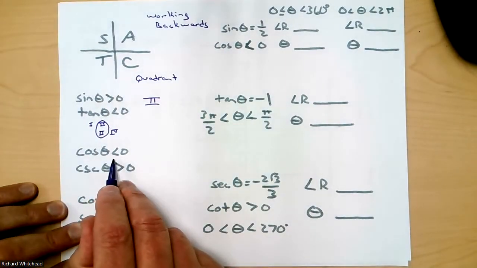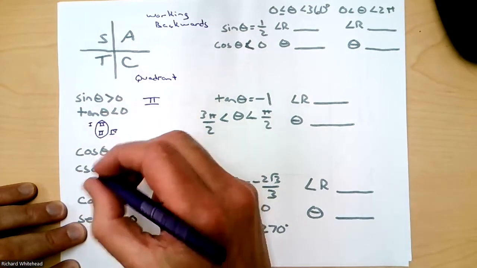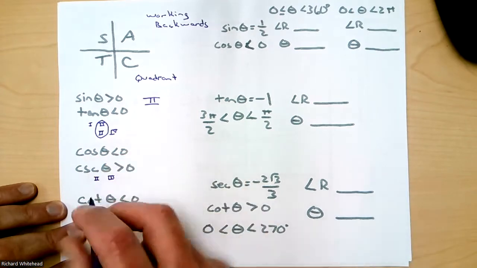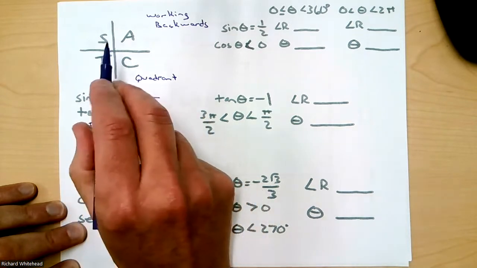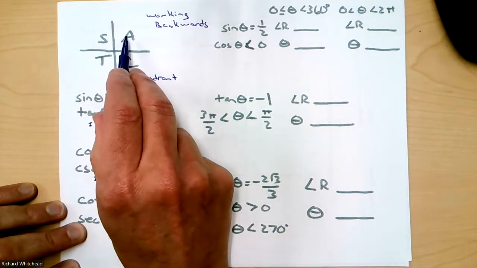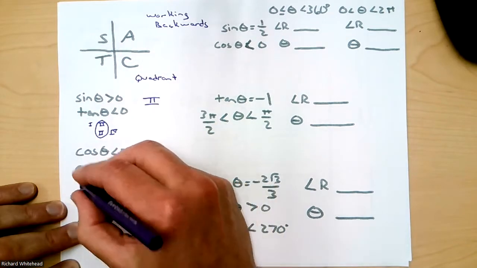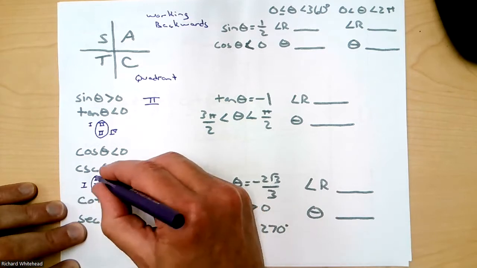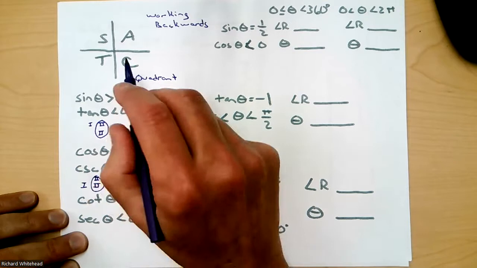Let me see, cosine's negative. Well, cosine's positive in first and fourth, therefore cosine's negative in second and third. And then cosecant is positive, greater than 0. Cosecant goes with sine, so cosecant's positive in first and second. So when are both of these things true? Second quadrant again.